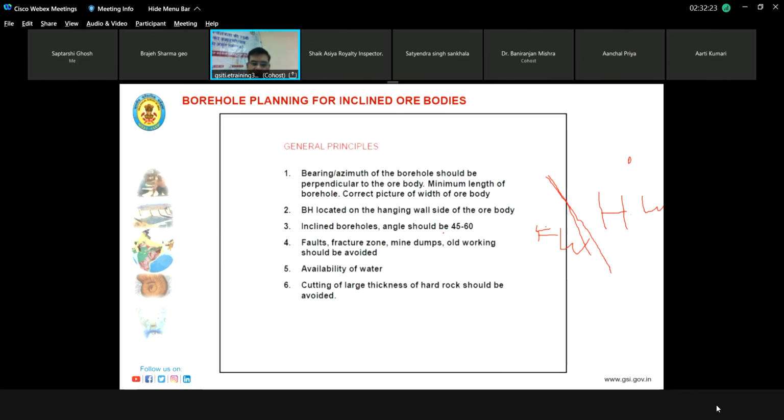Inclined ore body angle should be 45 to 60 degrees. It is the ideal angle. Then fault and fracture zones, mines, dumps, and old workings should be avoided, because in that area your water loss will be more. Your drilling machine will face difficulty drilling that zone, and the drill may be broken due to fractures and joints also. Then the area should have available water for drilling the boreholes, and cutting large thickness of hard rock should be avoided, because if there is a quartz reef of around 10 to 20 meters, then definitely we will not get fruitful drilling.